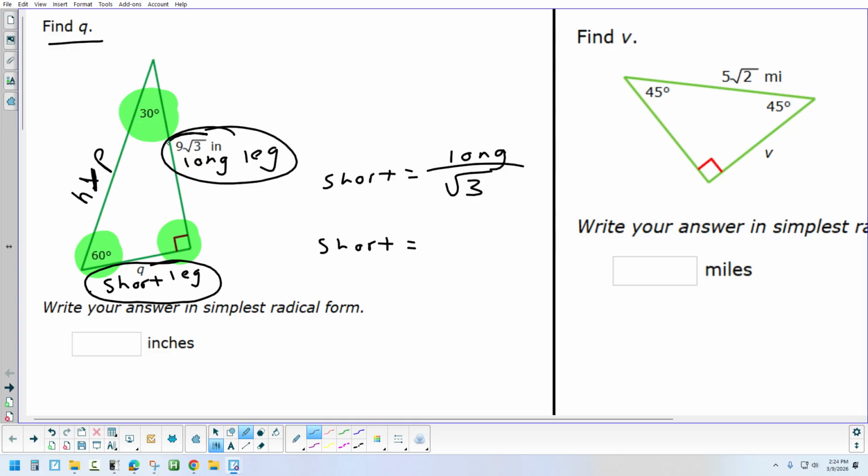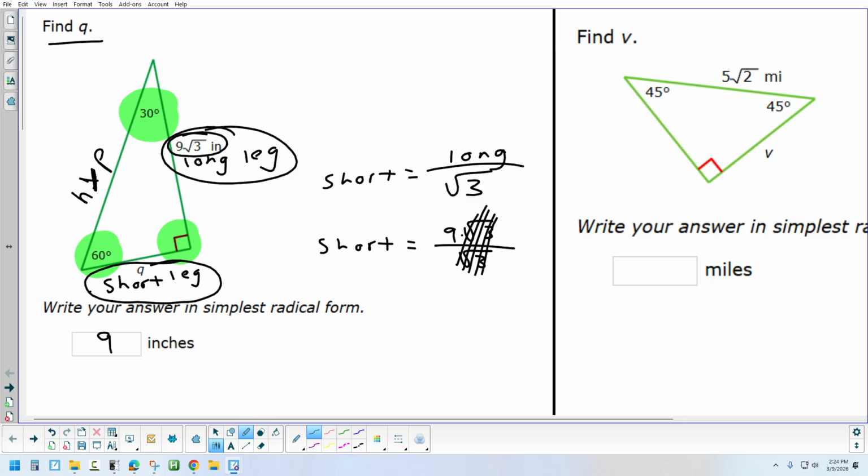Yeah, so you're going to take that and plug that in where it says long. 9 square root of 3. And then we're going to divide by square root of 3 because that was in our formula. When you have the same number being multiplied in the top and the bottom, what happens to it? It cancels out. This part's gone. So what does it say that the short leg equals? 9. That's the answer.